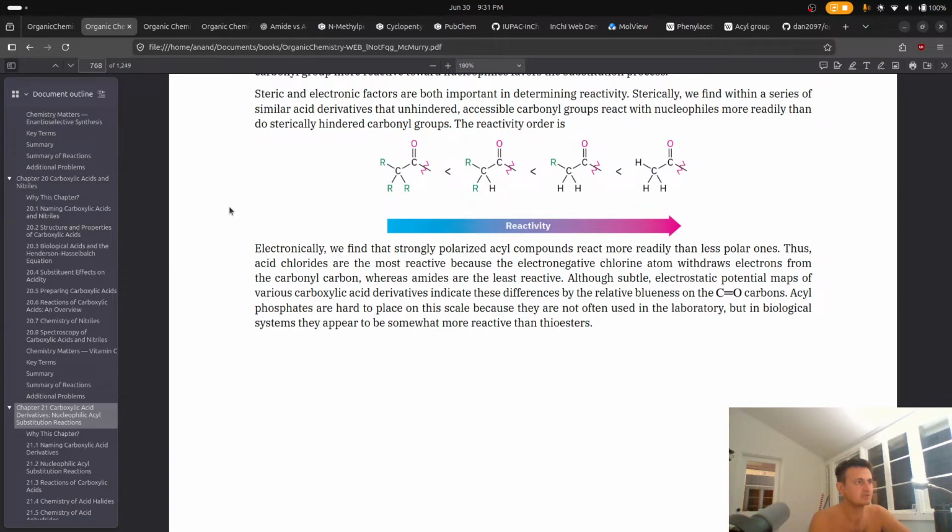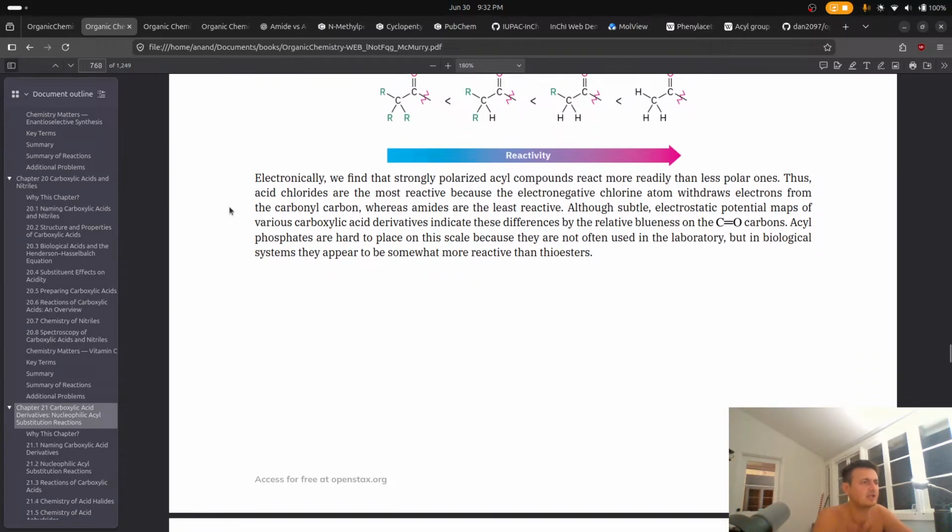Electronically, we find that the strongly polarized acyl compounds react more readily than less polar ones. Thus, acid chlorides are the most reactive because the electronegative chlorine atom withdraws electrons from the carbonyl carbon, whereas amides are the least reactive. Although subtle, electrostatic potential maps of various carboxylic acid derivatives indicate these differences by the relative blueness of the carbonyl carbons. Acyl phosphates are hard to place on the scale because they are not often used in the laboratory, but in biological systems they appear to be somewhat more reactive than thioesters.